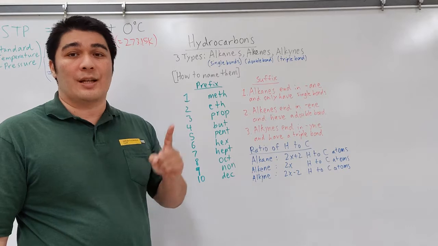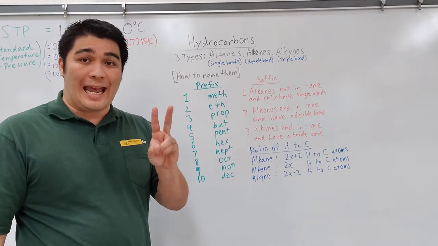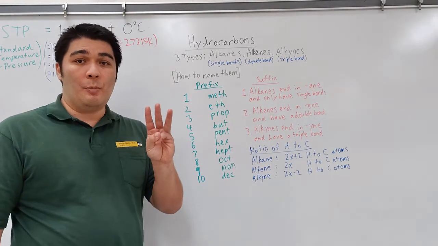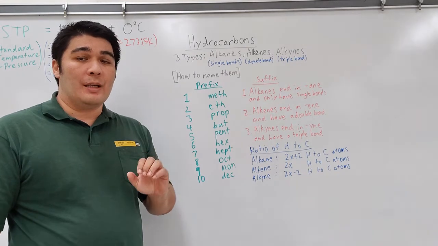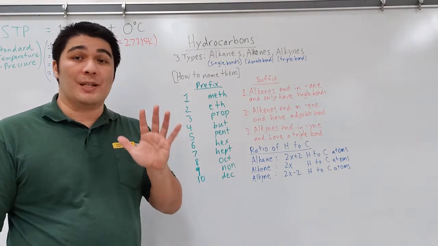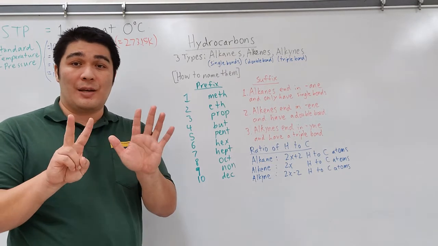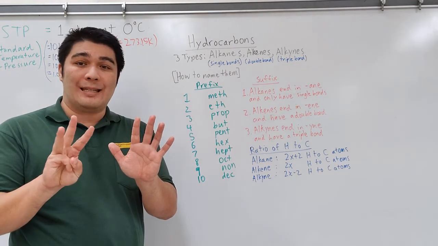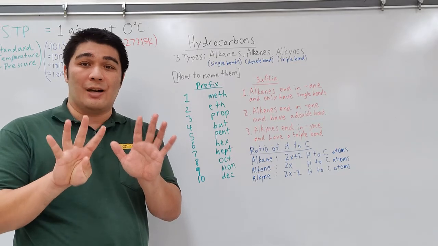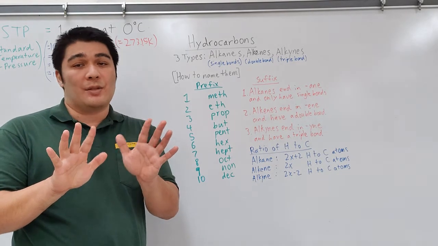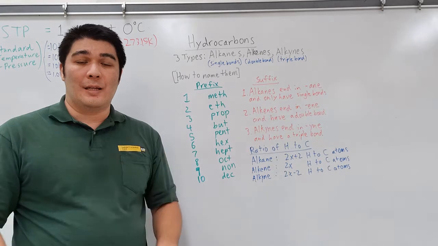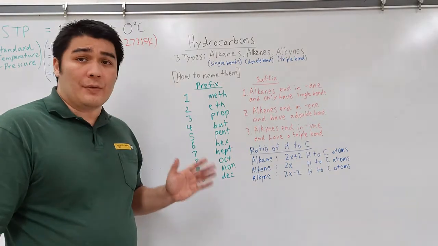So for 1, it starts as meth, and number 2 is eth, number 3 is prop, number 4 is but, number 5, this one should sound familiar, is pent, number 6 is hex, number 7 is hept, number 8 is oct, number 9 is non, and number 10, as far as we're going to go, is dec. So you may have heard of some of these before.